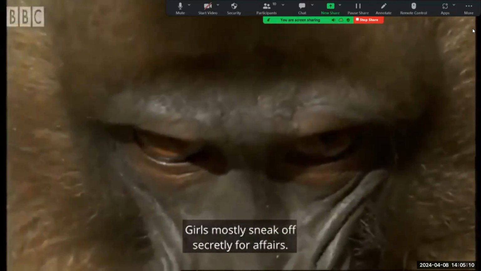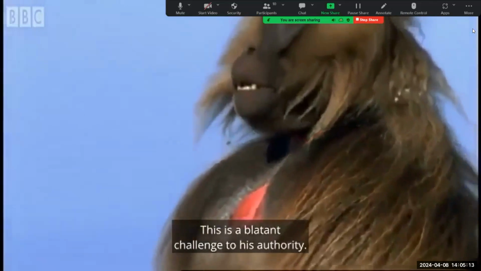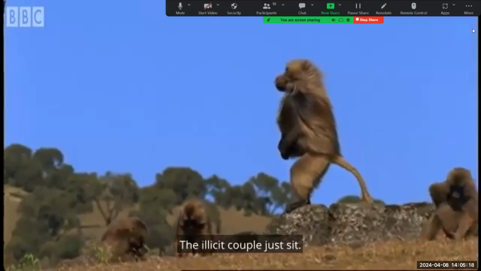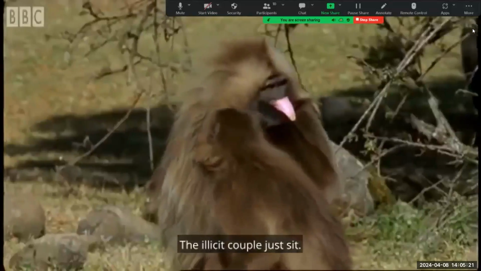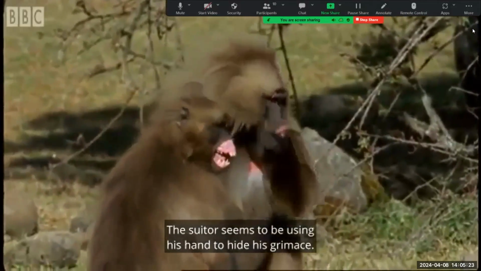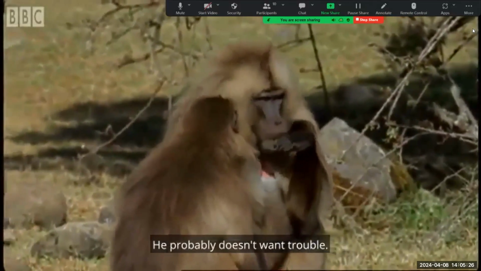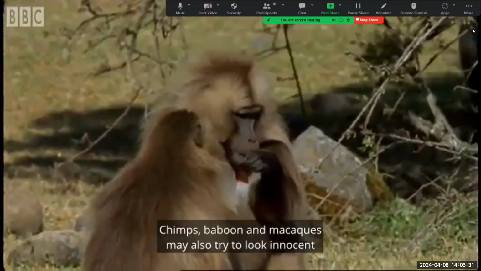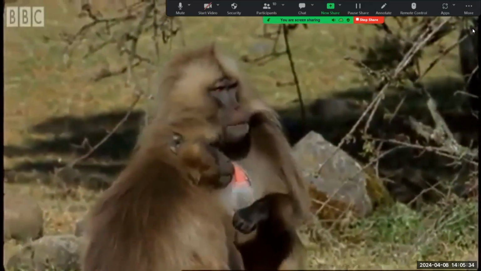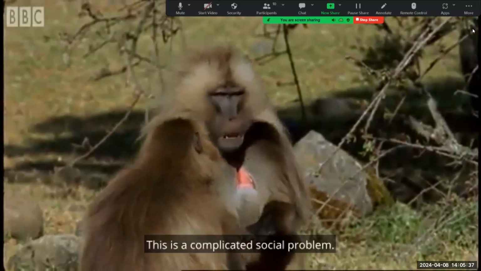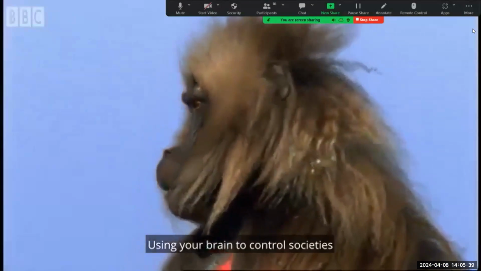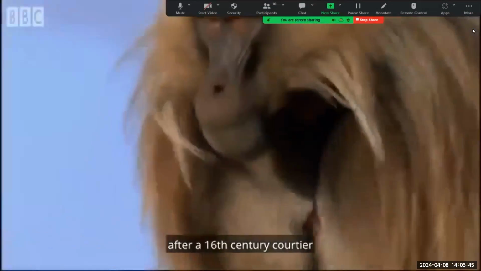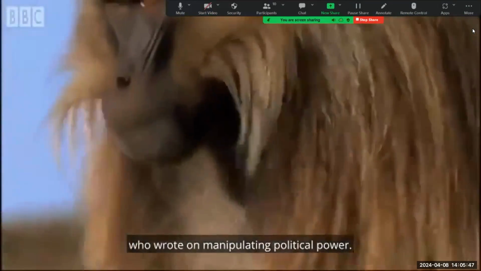Girls mostly sneak off secretly for affairs. This is a blatant challenge to his authority. The illicit couple just sit. The suitor seems to be using his hand to hide his grimace. He probably doesn't want trouble. Chimps, baboons and macaques may also try to look innocent when they break the rules. This is a complicated social problem. Using your brain to control societies is called Machiavellian intelligence, after a 16th century courtier who wrote on manipulating political power.